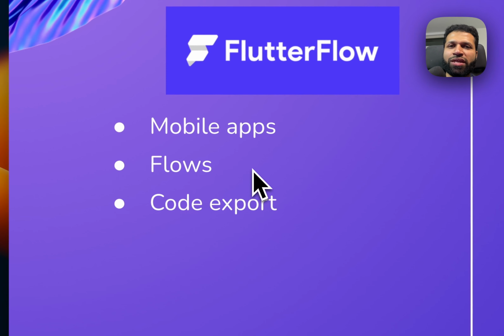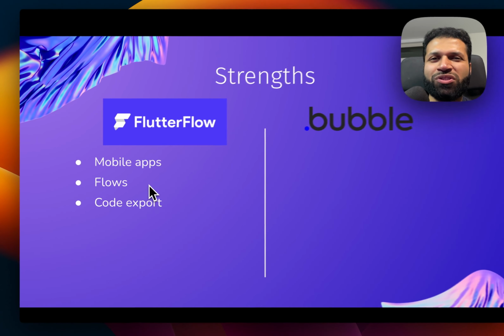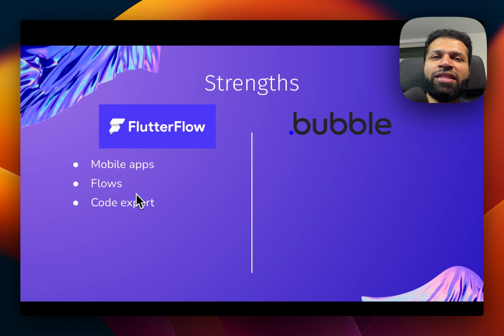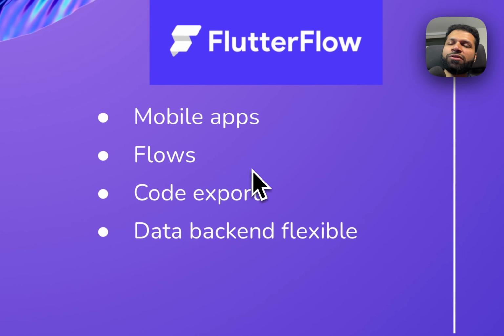In addition to that, there's the code export option. You can build the app and then pretty much export all of the code and ask help from a developer to do certain things, or in the long run, you don't have to be using FlutterFlow. You could export and then build elsewhere. So that's something nice in FlutterFlow. It's not available in Bubble.